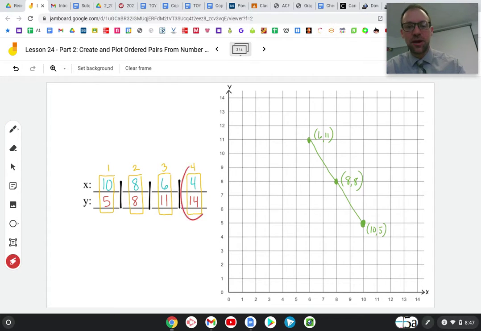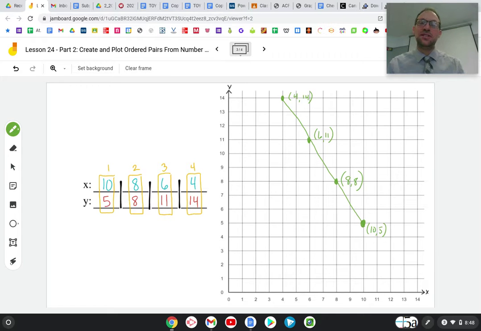And our final ordered pair is 4, 14. So let's go ahead and do that. Over to 4 on the x-axis, up to 14 on the y-axis. There it is. That is 4, 14. We'll connect those, and we have our number pattern graphed.